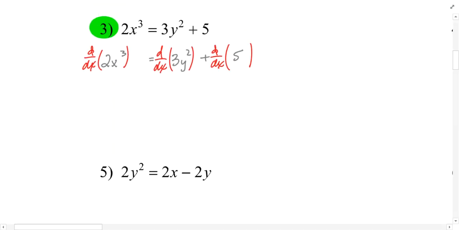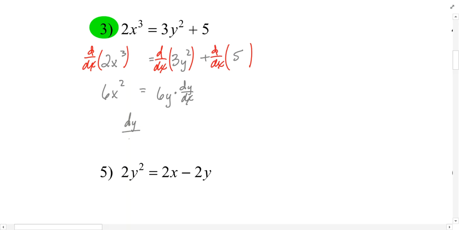Now, on the left-hand side, we're being asked to find the differential with respect to x of 2x cubed. Well, that's easy to do since the variables match. We'll go ahead and call this 6x squared. On the right-hand side, I'm using that mini chain rule. 2 times 3 is 6y to the first power. But since we don't know the differential of y with respect to x, then we turn around and multiply by dy dx immediately after computing this derivative in terms of y. The derivative of 5, a constant, is just 0, so we don't need to include that.